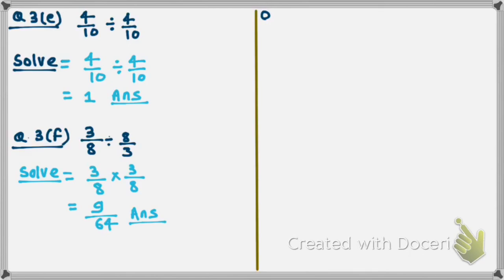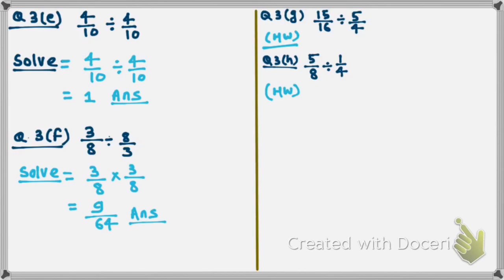Now question number 3, F, G, H. Okay, you have to solve. This is your homework. Question G says 15 upon 16 divided by 5 upon 4, and then question H. These two questions are your homework. If you are able to solve these two questions, write your answer in the comment box. Okay, pause this video and write your answer in the comment box.